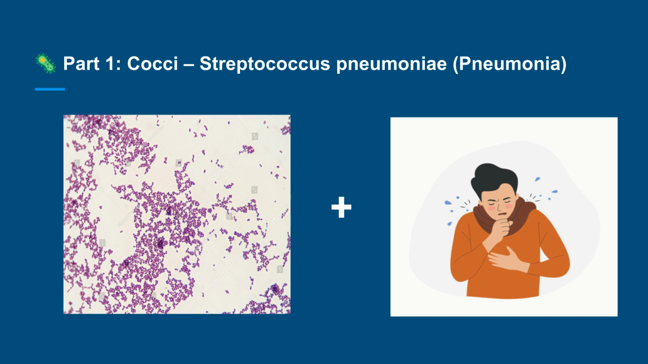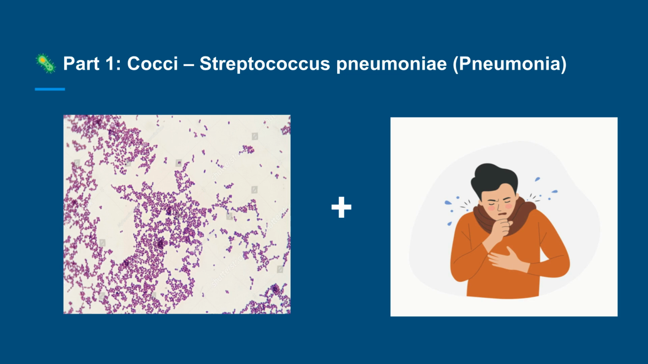So, the first condition that I'll talk about is pneumonia, which is caused by the bacterium Streptococcus pneumoniae. This bacterium has a cocci shape, which means that it's round and it's gram positive. So, it appears purple underneath the microscope because of the thick peptidoglycan cell wall.